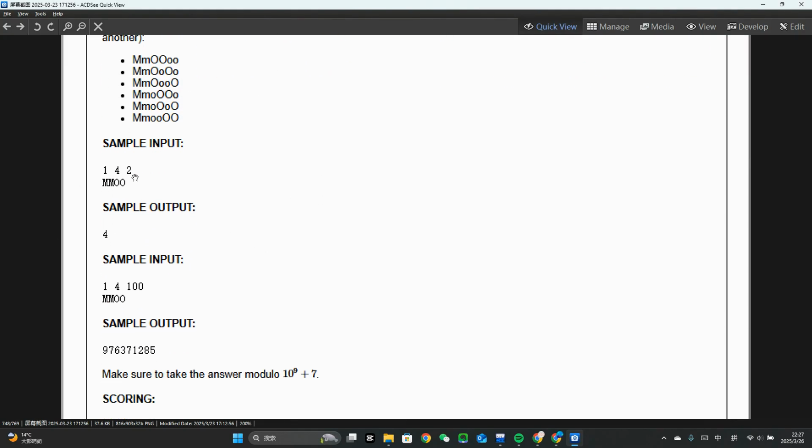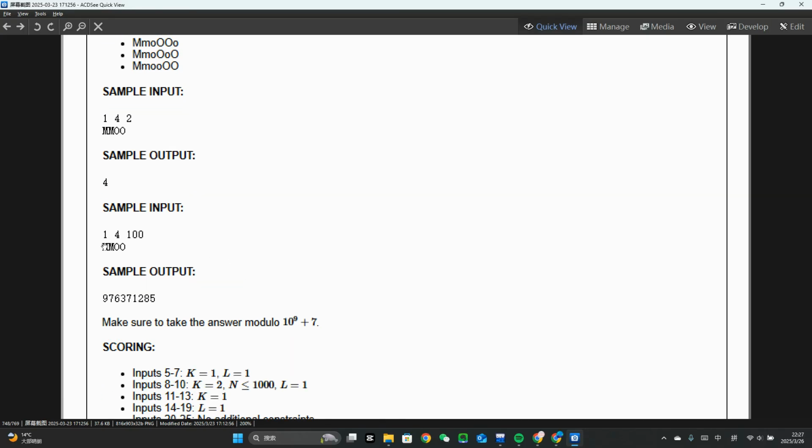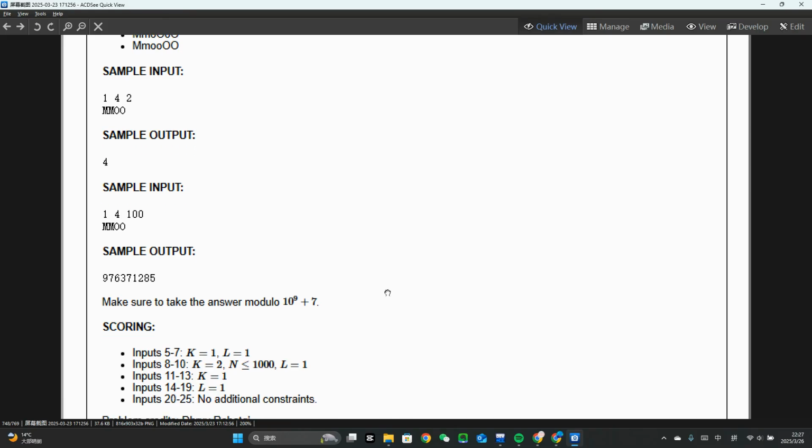You have MMOO, where each mu only has 1 O, so there's 4 ways to do it, since there's 2 copies of this MMOO string. It will be the first M with the first O, and second M with second O, and third M, third O, fourth M, fourth O, and then you can just switch around the order of M's and O's, and in total there's 4 ways to do that. And then if you do the exact same string but with 100 copies, there will be this many ways to do it. However, you have to take the answer modulo 10 to the 9th power plus 7.